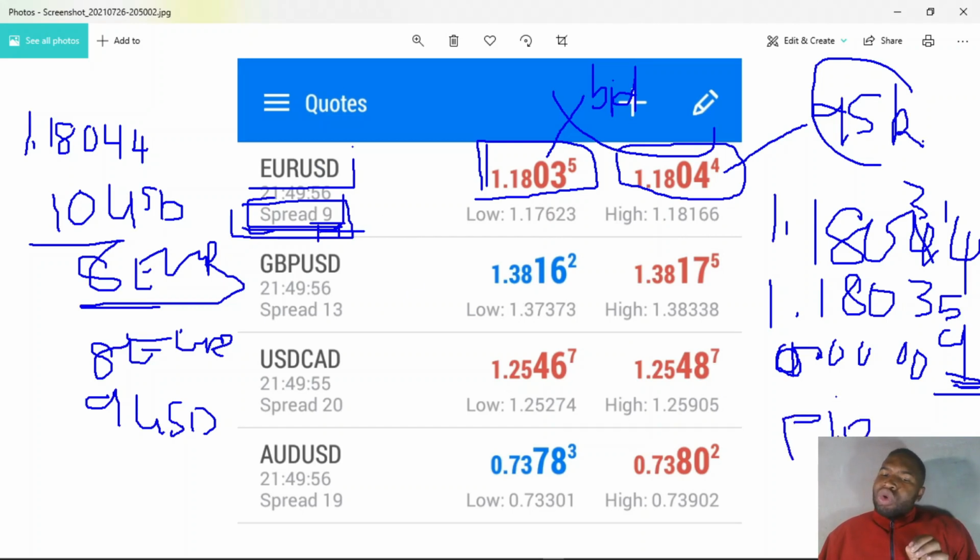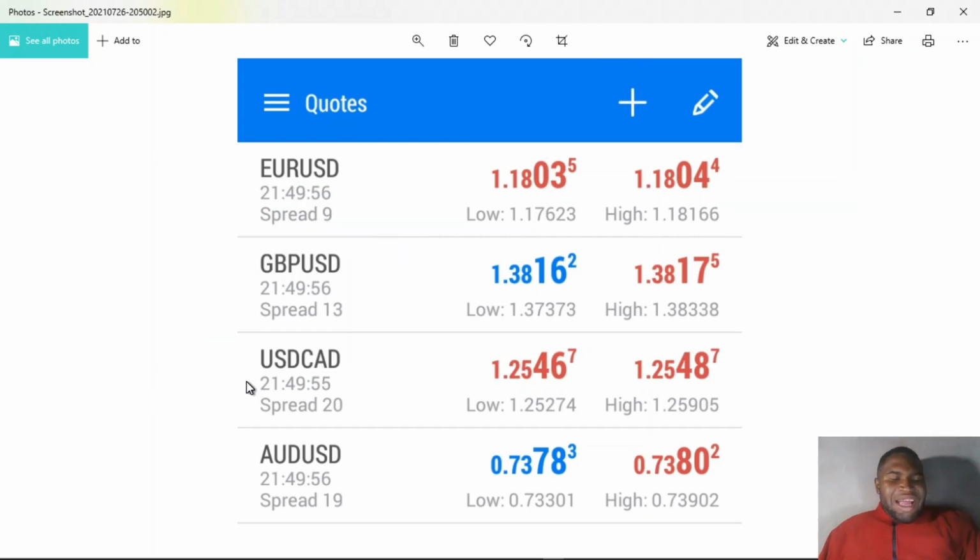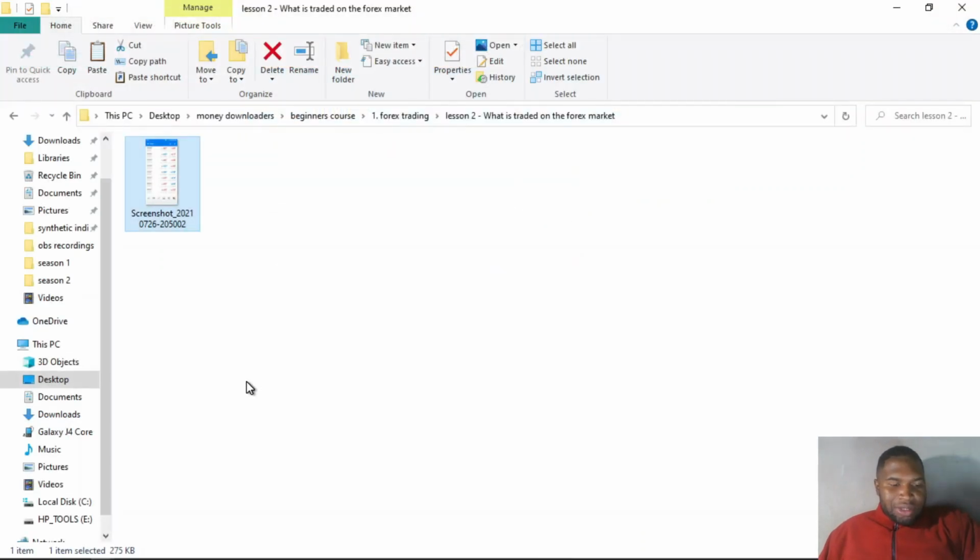Again, I'm not going to go into greater detail on the definitions of all these terms. Remember, I said there's a lesson on these terms. So instead of quoting in terms of points, they will quote in terms of pips. But one thing that I just want you to know is that 10 points is equal to 1 pip. So in this case, 9 points is actually 0.9 pips.